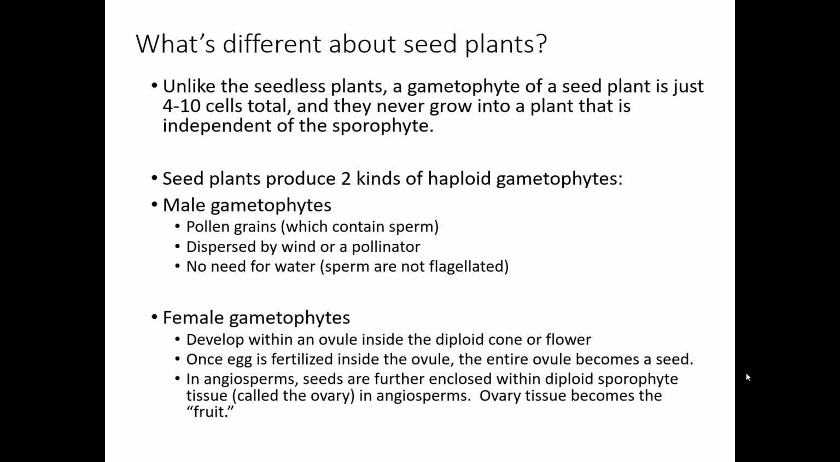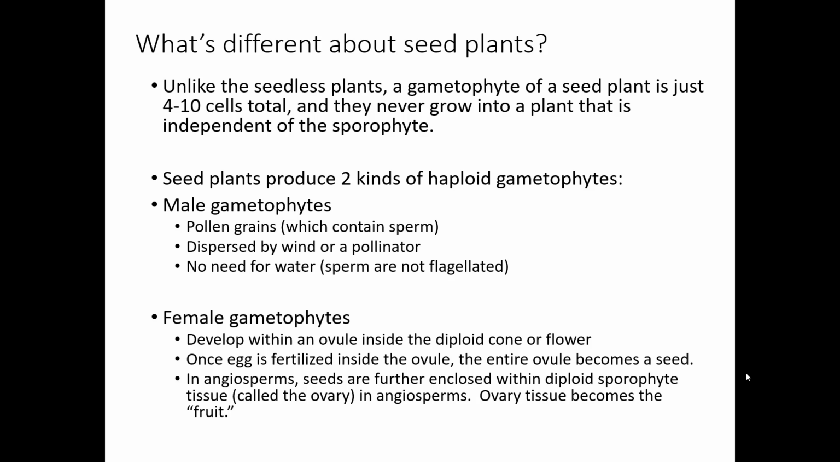Now the female gametophytes develop within a structure called the ovule. If it's a gymnosperm, we'll use the pine tree as our main example. If it's a cone plant, then the ovule is sort of down inside the cone, and there's more than one ovule in a cone. If we're talking about a flowering plant, then the ovule is within the flower structure. We'll look at that more closely in a bit. But this structure called the ovule is important.